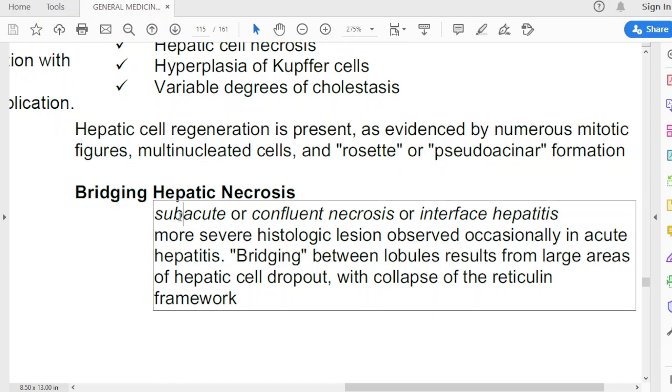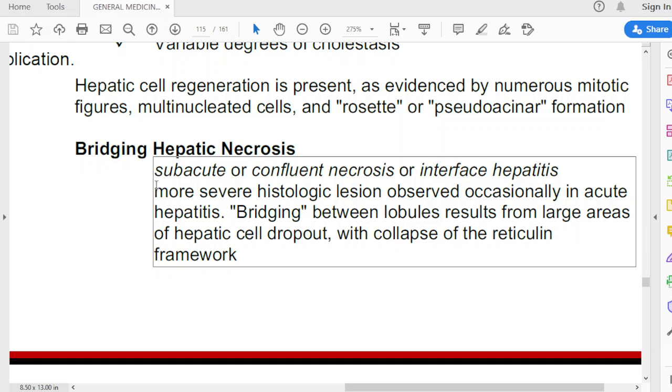Bridging hepatic necrosis, subacute or confluent necrosis, or interface hepatitis. A more severe histologic lesion observed occasionally in acute hepatitis. Bridging between lobules results from large areas of hepatic cell dropout, with collapse of the reticulin framework.